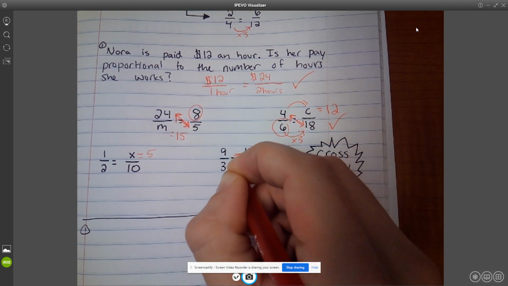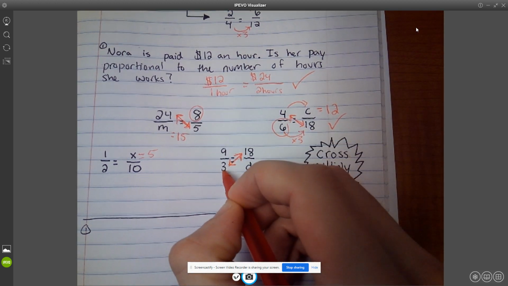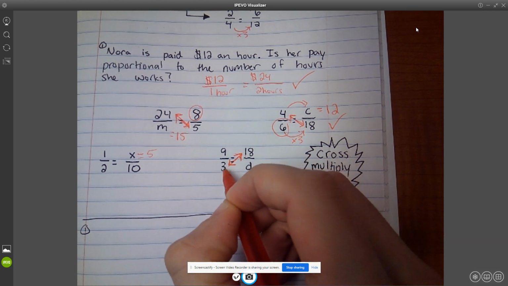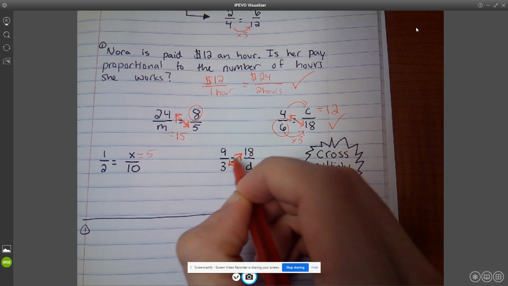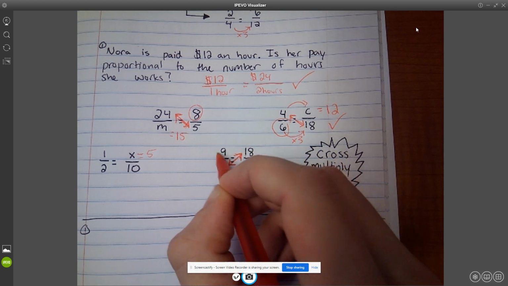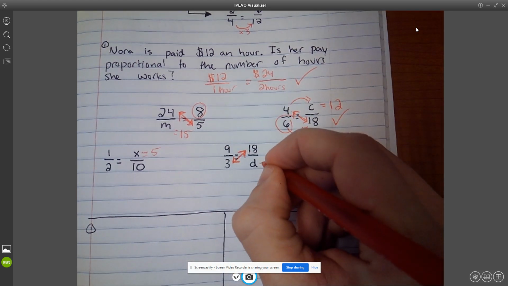3 times 18 divided by 9. Well, I know 3 times 10 is 30. 3 times 8 is 24. So that'd be 54. 54 divided by 9 is going to be 6.